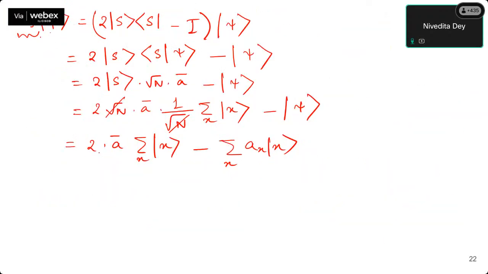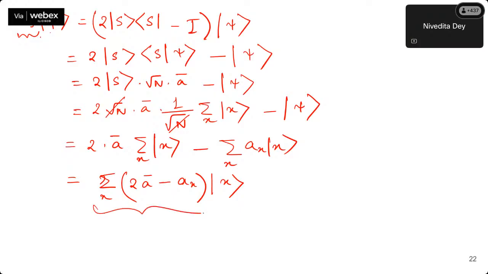So this is sigma x, let me first write, then 2a bar, sigma x means for all the values it will happen, 2a bar minus ax times. This is another interpretation in terms of the mean amplitude.